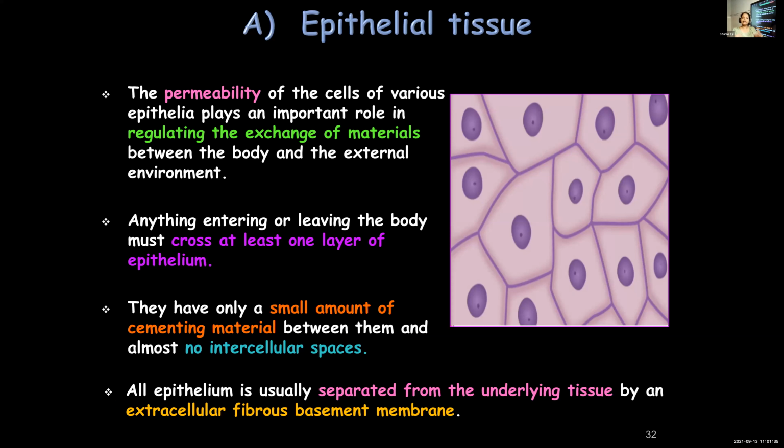You know that epithelial tissue is made up of epithelial cells. These epithelial cells can be permeable, impermeable, or semi-permeable. But the permeability of these cells will decide the exchange of materials between the external environment and our body. If something has to enter our body from outside, or if something has to leave our body to outside, it has to pass through this epithelium. So its permeability is very important in deciding the exchange of materials.